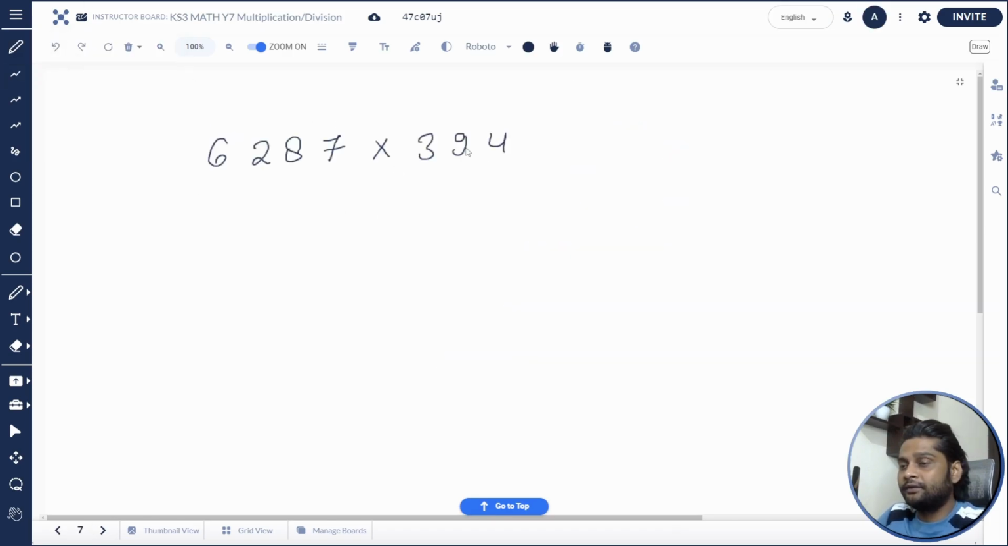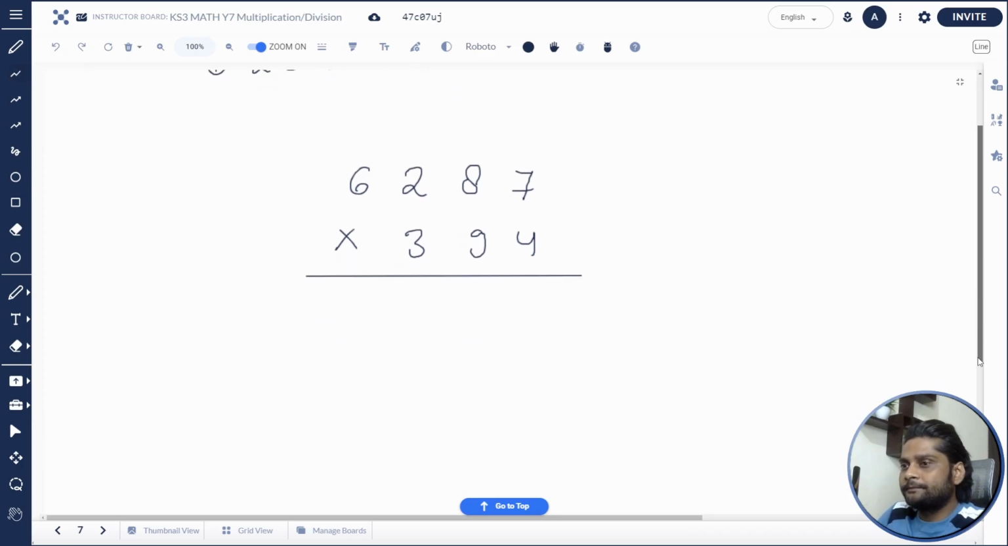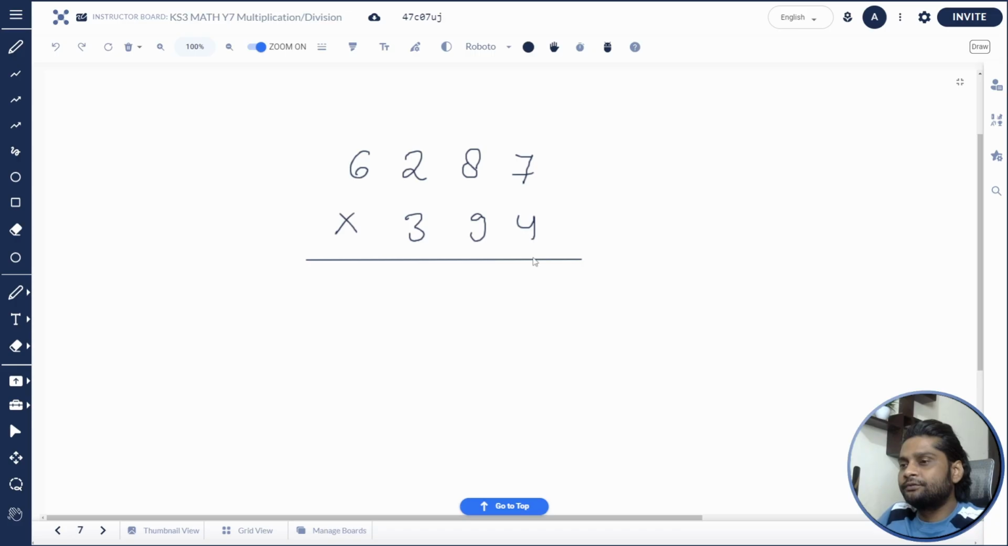Again, this time we have a 3-digit number to be multiplied. So no problem, we'll stick to the same method. That means, first of all, we write the bigger number at the top and the smaller number at the bottom. Now we have to perform multiplication. We begin from the ones digit. So 4 times 7 gives you 28, we carry 2 to the next number.